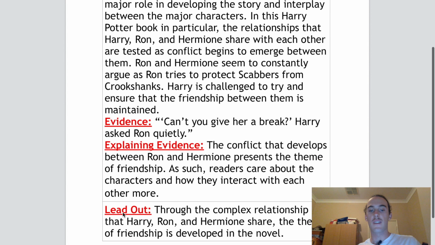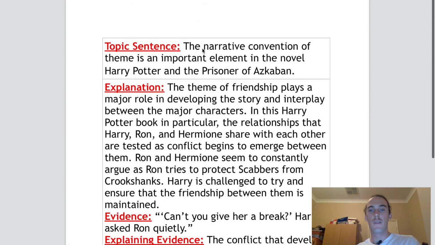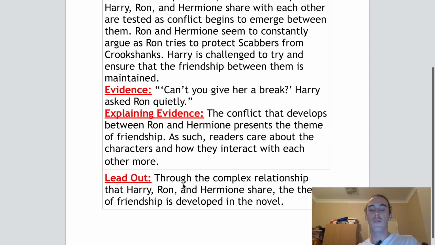the concluding sentence, the lead out part, is pretty much the same as the topic sentence. It's quite similar, but it's expressed in a different way, so it sounds fresh, and that means that there can be a smooth transition between this paragraph and the next one.